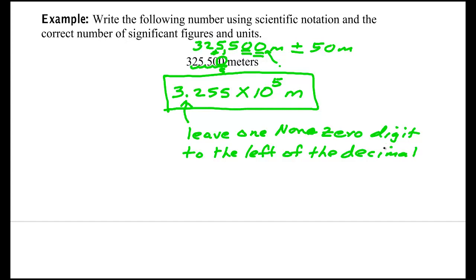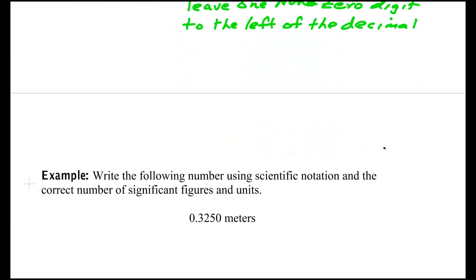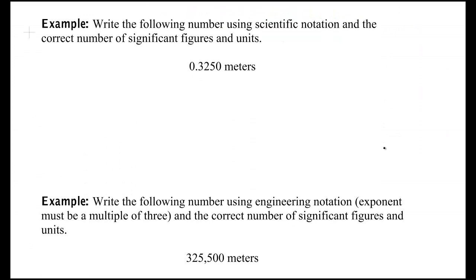Let's try another one. Write the following number using scientific notation and the correct number of significant digits. Now, in this case, this 0 is not significant. It's just there to tell me again where that decimal place is. But this one, I didn't need it to tell me about where the decimal place was.